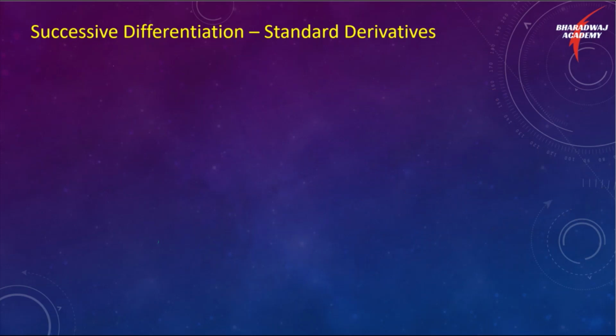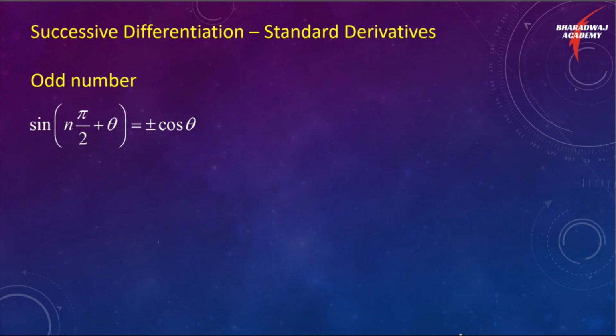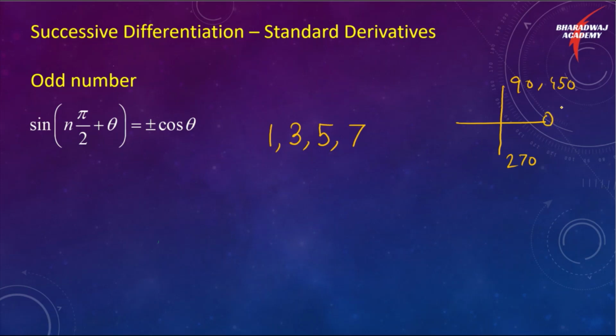What about odd? Similar concept, but it changes to cos theta. Now, what are the values of n we can take here? Only the odd numbers such as 1, 3, 5 and 7. Now, what is 1 pi by 2? 90. 3 pi by 2? 270. 5 pi by 2? 450. So you can see, instead of the horizontal line which we took in the previous case, we are taking the vertical line.